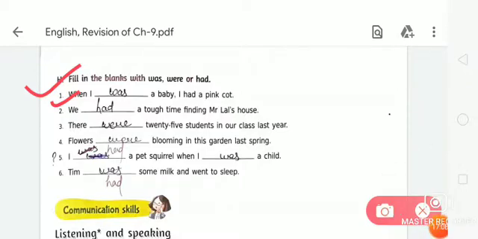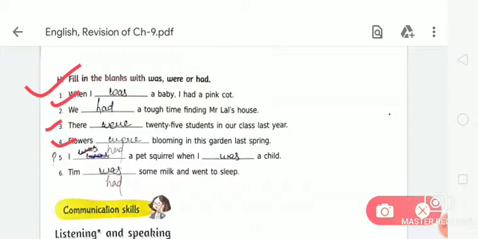Second is we dash a tough time finding Mr. Lal's house. Okay, so here we will use had. We had a tough time finding Mr. Lal's house. Third is there dash 25 students in our class last year. So here we will use were. Okay, there were 25 students in our class last year.